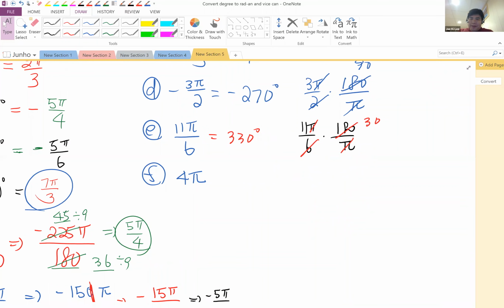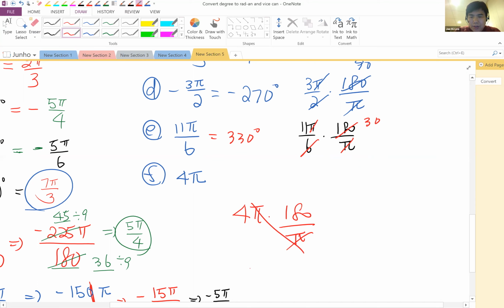Now 4 pi times 180 over pi. So pi is gone. So what's 4 times 180? 720. So now you know how to convert from angle to radian or vice versa, right?